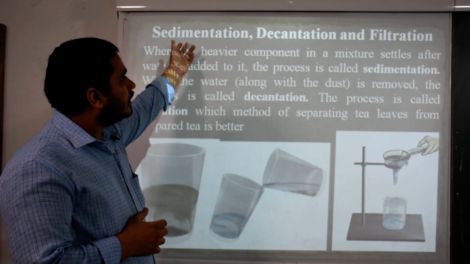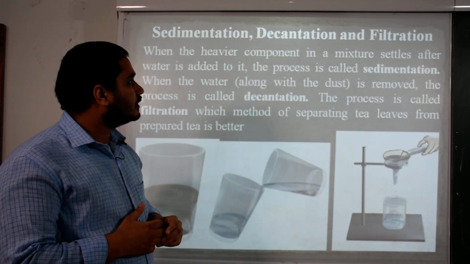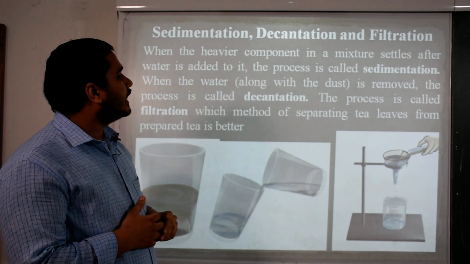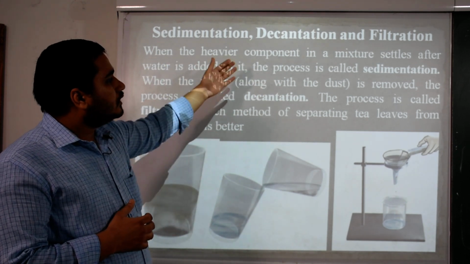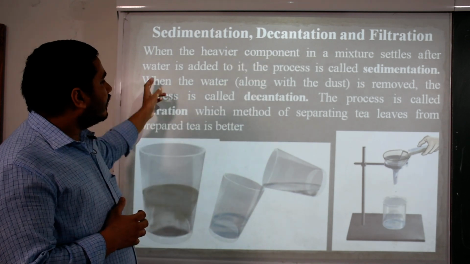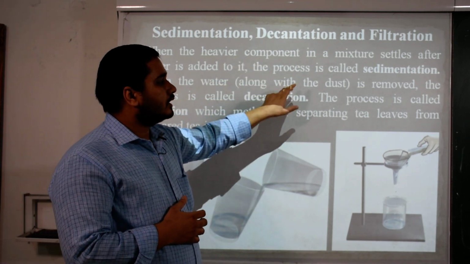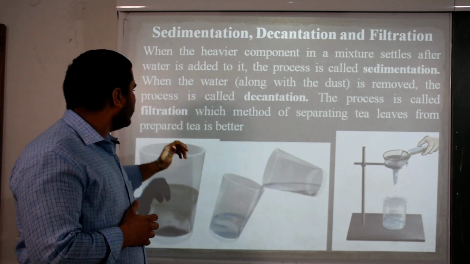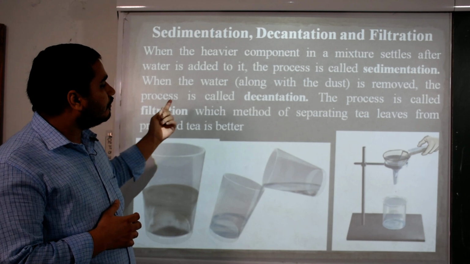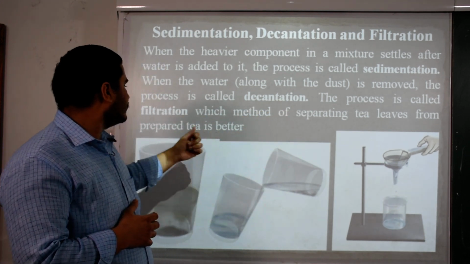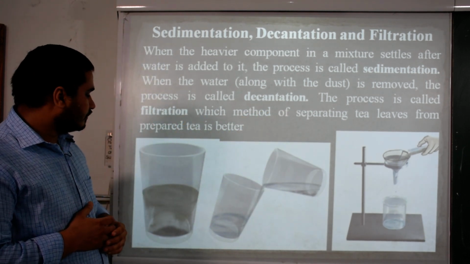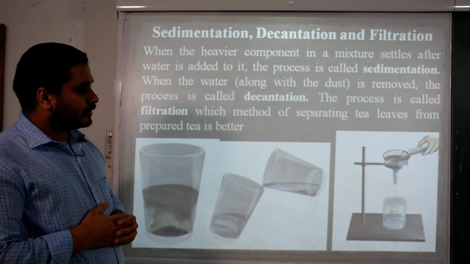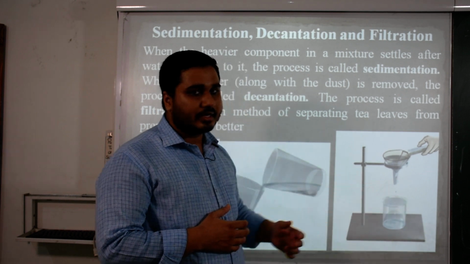Then sedimentation, decantation and filtration. It is a combination of three processes. When the heavier component in a mixture settles after water is added to it, the process is called sedimentation. When the water along with the dust is removed, the process is called decantation. Then the remaining is filtered; the process is called filtration. This is a good method for separating tea leaves from prepared tea. The first process is sedimentation, the second is decantation, and the third is filtration.